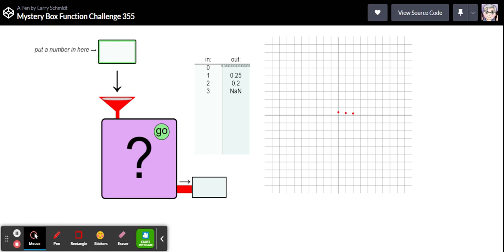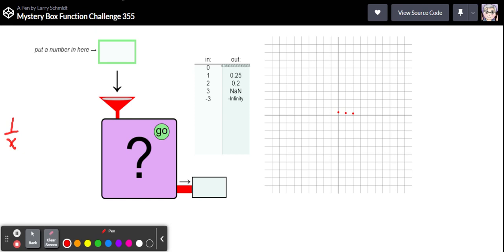In fact, let's go over to -3 and see what happens there. Aha, and there we're getting that infinity error. So I'm definitely thinking rational function now. Let's fill in the graph a little bit.